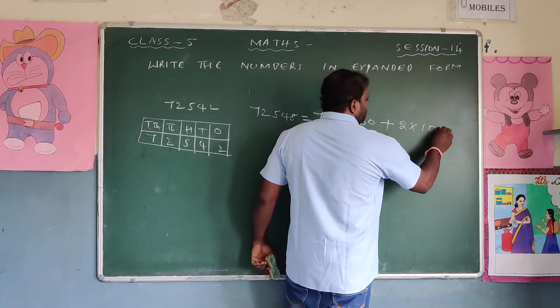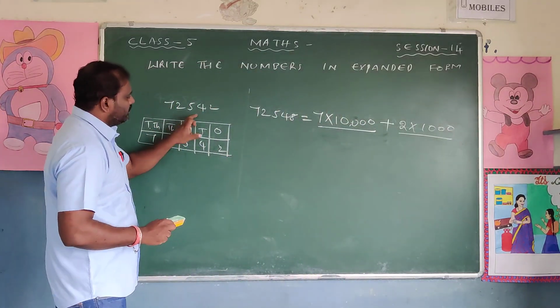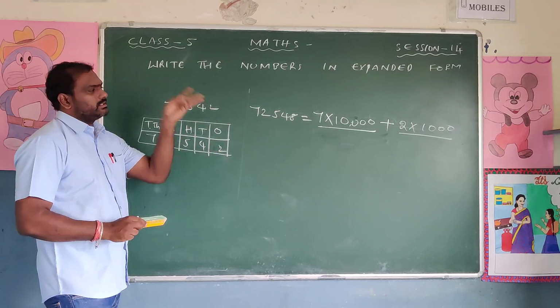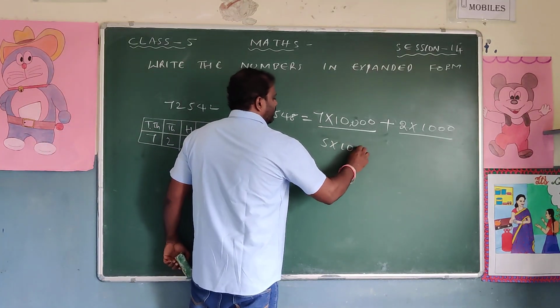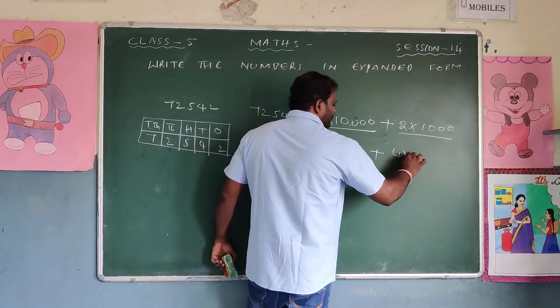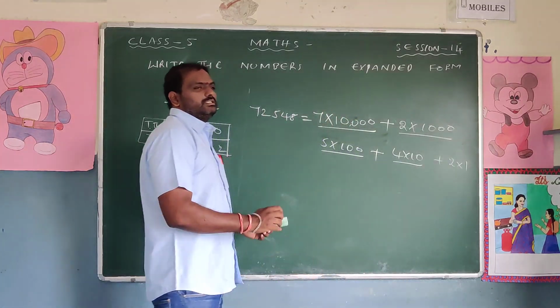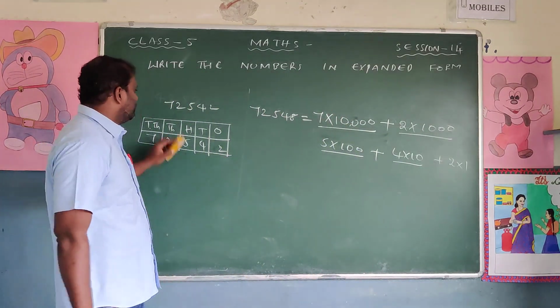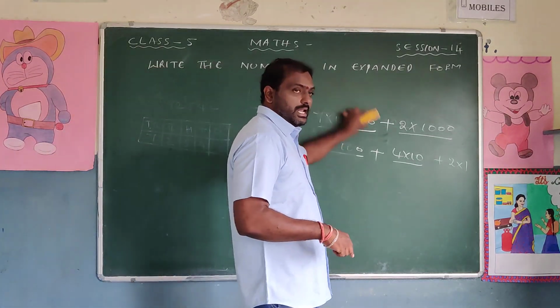Now 2 into 1000. 1000 means 1 followed by 3 zeros, because there are 3 boxes after it. Next 5 into 100, then plus 4 into 10, plus 2 into 1. This is the way to write. Okay, got it? Now I will go for one more example, with lakhs.